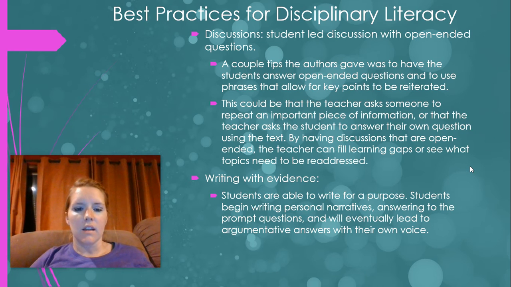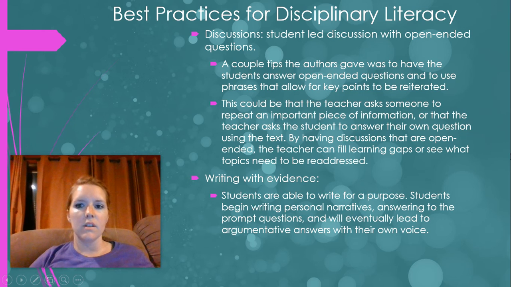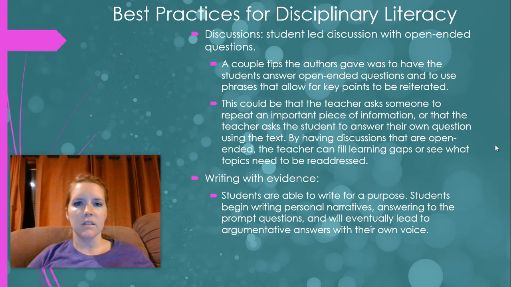And the last thing that the author said for disciplinary literacy was writing with evidence. So first in elementary grade, which is what I teach, we start with the personal narratives, then that eventually leads to writing to a prompt question, stating words from the question and answering in complete sentences, which will eventually lead to argumentative writing that the students can use their own voice. So the author gave many tips for these practices, and I thought they were pretty practical for all age groups.